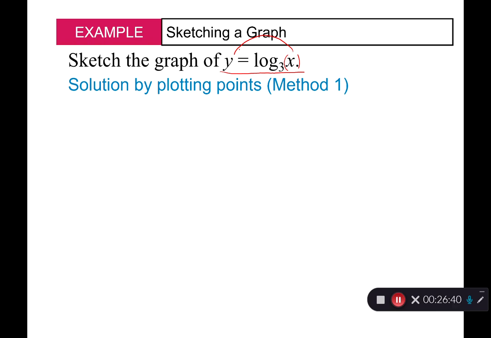If I were to change this to exponential form, I would have 3 to the y power equals x. This is going to be much, much easier to figure out what y is if I know that x is a power of 3. So I want to know that what's in my parentheses is a power of my base.